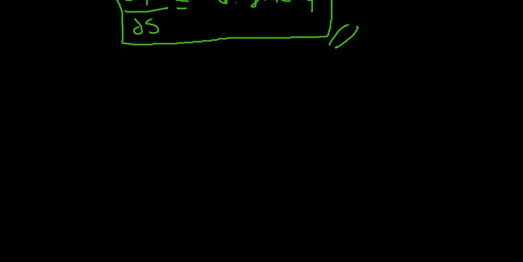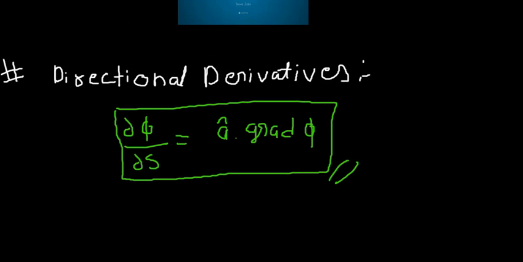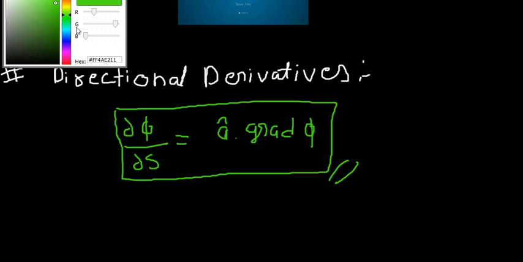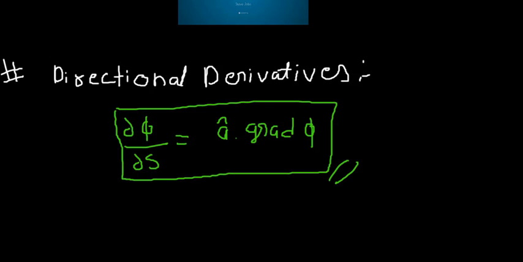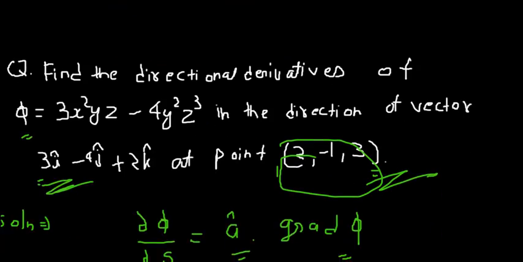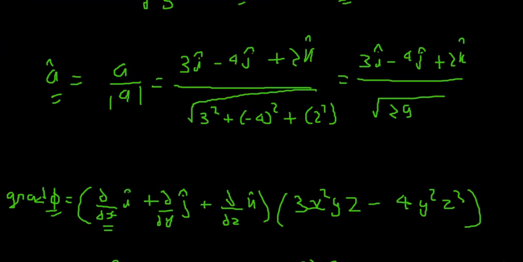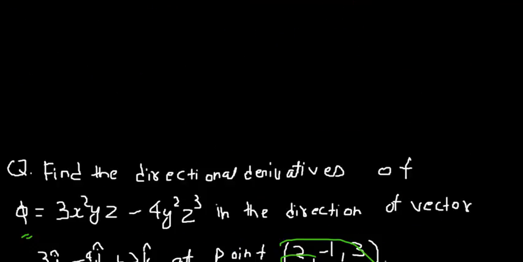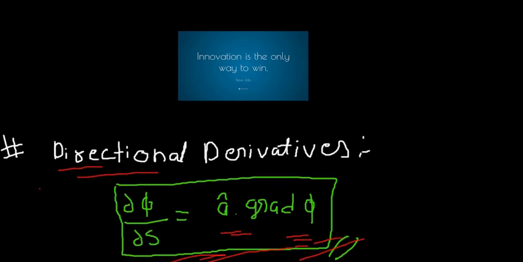So basically in directional derivatives, as I also mentioned earlier, the only thing you have to remember is this formula for directional derivatives, which is del phi by del s equals a cap into gradient of phi. Just remember that, and for a I already told you that thing, and for gradient that thing. That's it from my side.